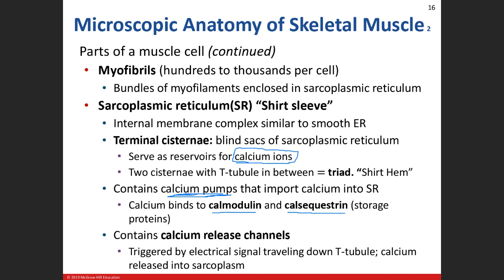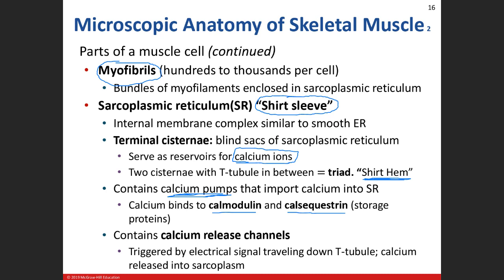So using this analogy again, the shirt sleeve: think of the sarcoplasmic reticulum as a shirt sleeve. Think of the myofibril as the arm for that shirt sleeve. And then you could think of the terminal cisterna as the hem or the cuff at the end of the shirt sleeve.